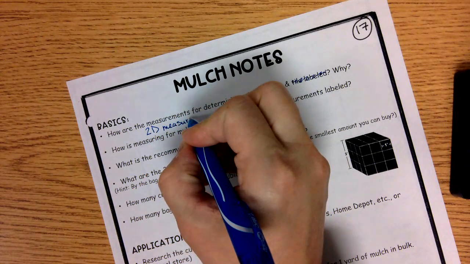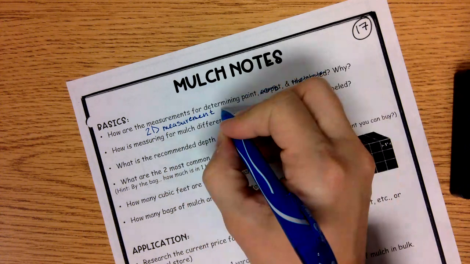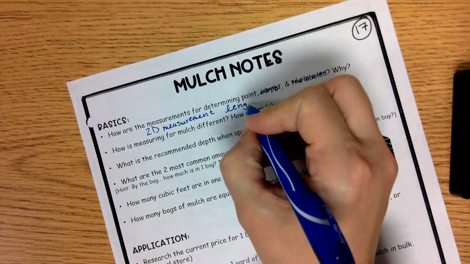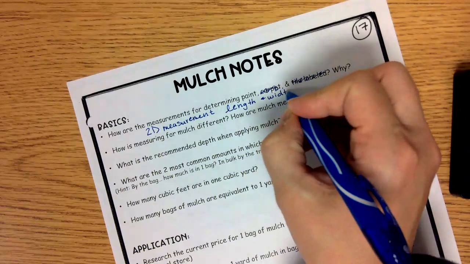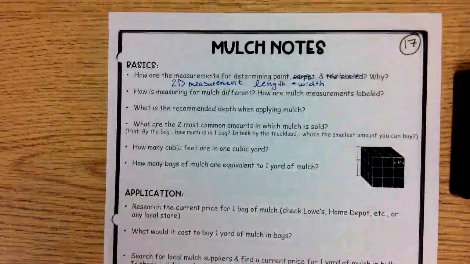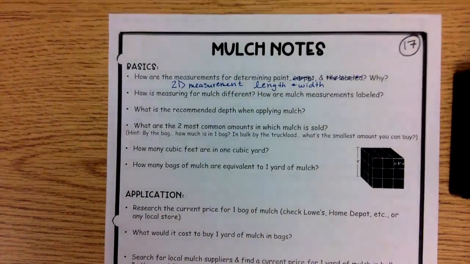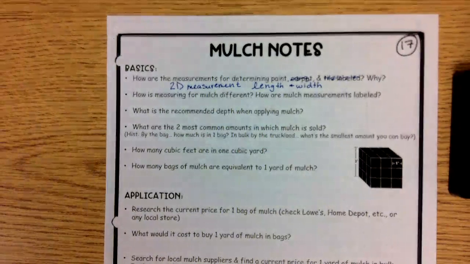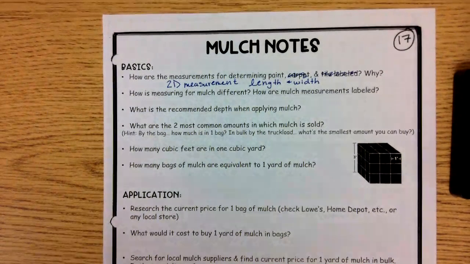And what I mean by that is, how do we find it? We're going to go length and width, right? That's all that matters when we find the measurements for what we're going to paint. Okay, now how is that different regarding mulch? So at this time, I'd encourage you guys to go ahead and Google that. How do you measure mulch? And how is that labeled?